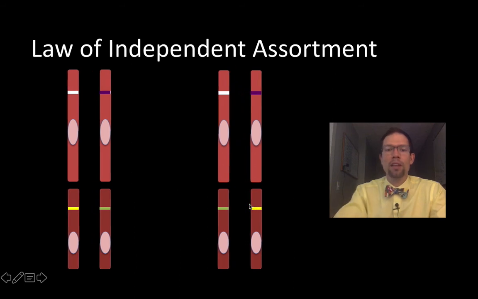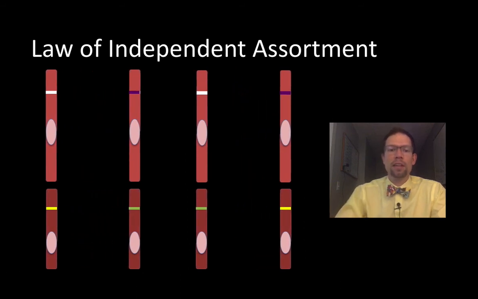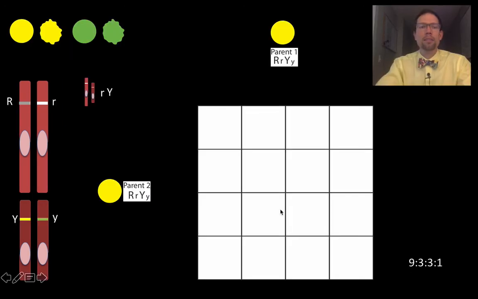So you can end up with 4 different gamete possibilities in this scenario. You can have white with yellow, you can have purple with green, you could have white with green, and you could have purple with yellow. And that's going to be the basis for a dihybrid cross.